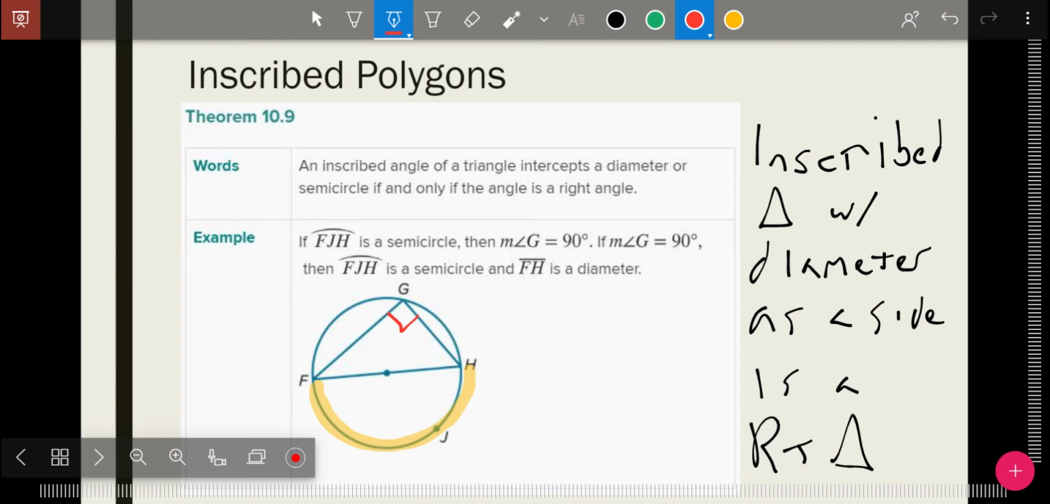I also know a triangle has 180 degrees in it. So if this is 90, then this and this, F plus H, must equal 90 for the whole thing to equal 180. So all kinds of things I can know once I know it opens up to a semicircle. So if that's the diameter, then it's a right triangle.